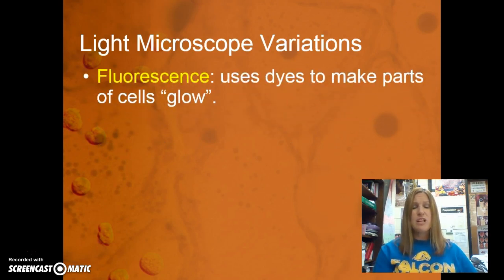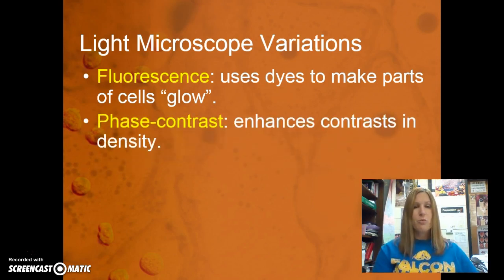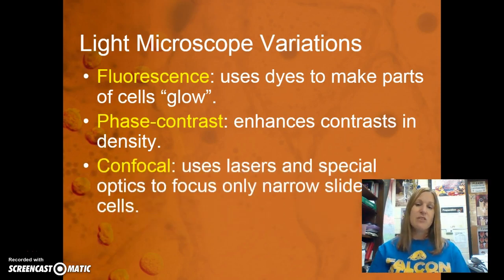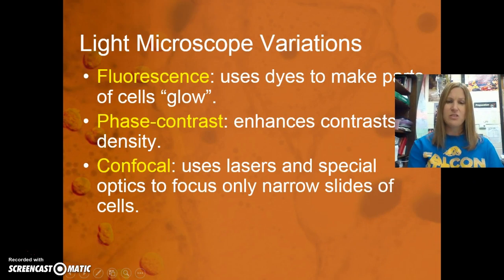First, we have some that use fluorescence, which uses dyes to make parts of the cells glow. It's so pretty. We use phase contrast, which enhances contrast and density, so you can get more of a depth perception there. And we have confocal, which uses layers and special optics to focus only on narrow slices of cells.